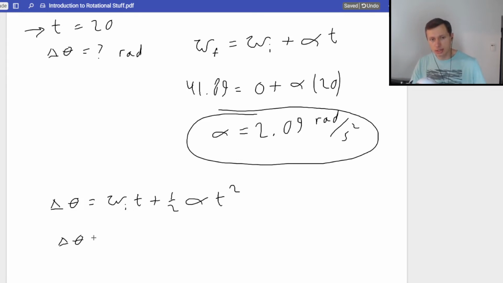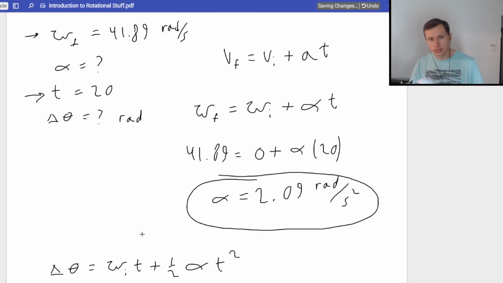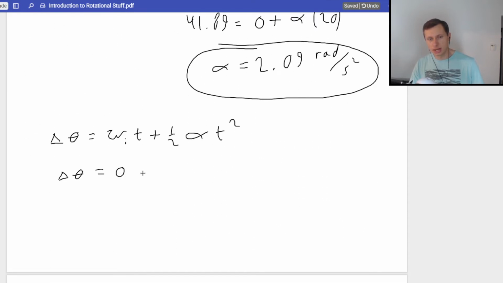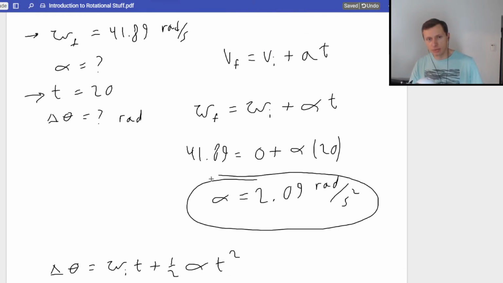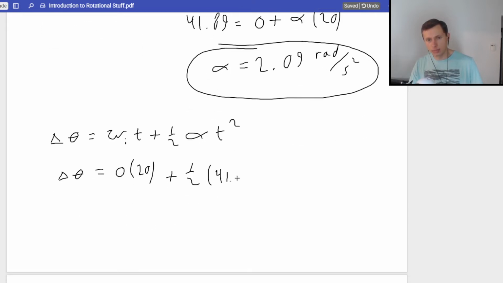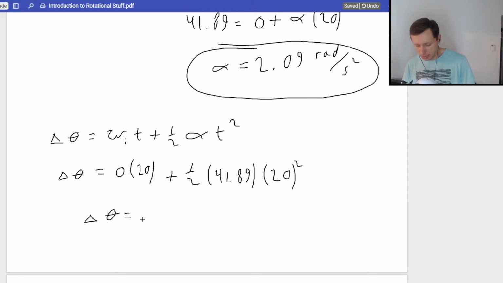So delta theta equals omega initial times time, which is 20. That won't matter because it's just times 0, plus 1/2 alpha. We just solved for it. It's 41.89, and then time squared is 20 squared. So all I need to do is plug this in a calculator. We're going to get delta theta equals 0.5 times 41.89 times 20 squared, we will get a final delta theta of 8,378. Again, the units are radians.